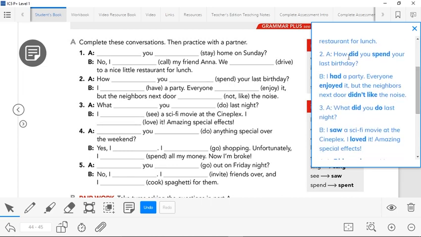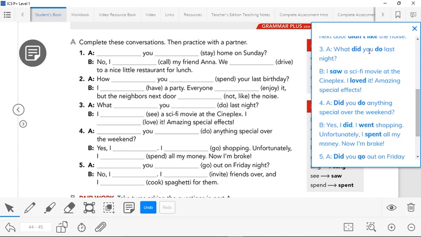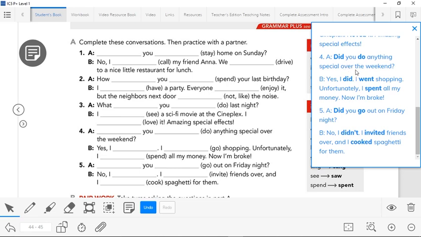Number 2. How did you spend your last birthday? I had a party. Everyone enjoyed it. But the neighbors next door didn't like the noise. Number 3. What did you do last night? I saw a sci-fi movie at the Cineplex. I loved it. Amazing special effects. Number 4. Did you do anything special over the weekend? Yes, I did. I went shopping. Unfortunately, I spent all my money. No, now I'm broke. Did you go out on Friday night? No, I didn't. I invited friends over and I cooked spaghetti for them.